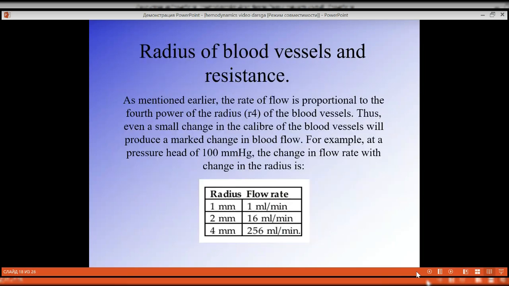Radius of blood vessels and resistance. As mentioned earlier, the rate of flow is proportional to the fourth power of the radius of the blood vessels.